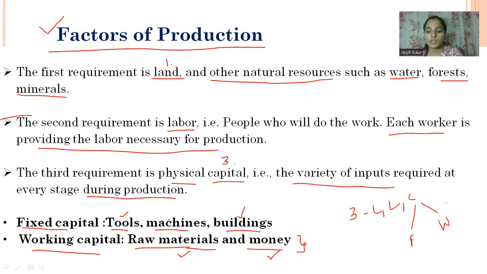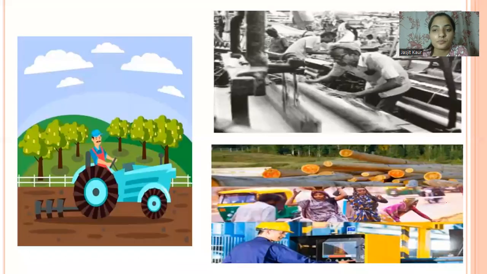Okay, students, now moving forward. Here I have pasted certain pictures for you. You have to observe this picture and tell me what the labor is in this picture, which kind of land is used here, and what the capital is. For capital, you also have to tell me what the fixed capital and what the working capital are. Observe this picture for 1 to 2 minutes and then write your answer in the comment section.